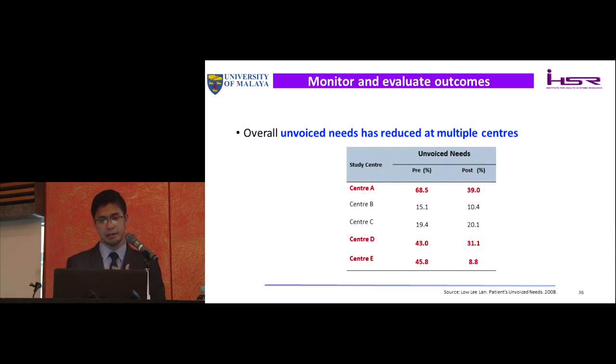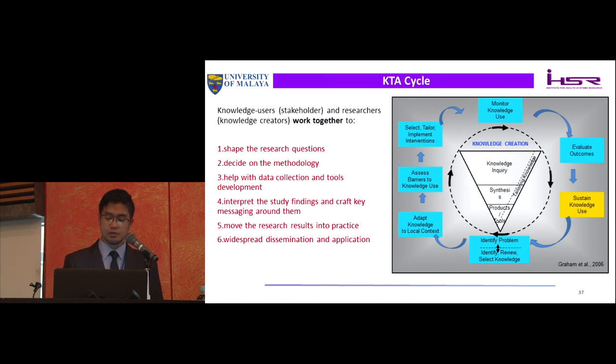And it was seen that overall, at the intervention clinics, unvoiced needs reduced at multiple centers, especially those with a high baseline of unvoiced needs. Those in red are significant reductions, for instance, Center A from 70% to 40%, Center D from 40 to 30%, and Center E from 45 to 8%. Center B and Center C, as you can see, even at baseline had low levels of unvoiced needs, and because of the low sample size, most likely we could not get the significant reduction as intended. So overall, you can see that the intervention package was very useful to tackle the issue of unvoiced needs.